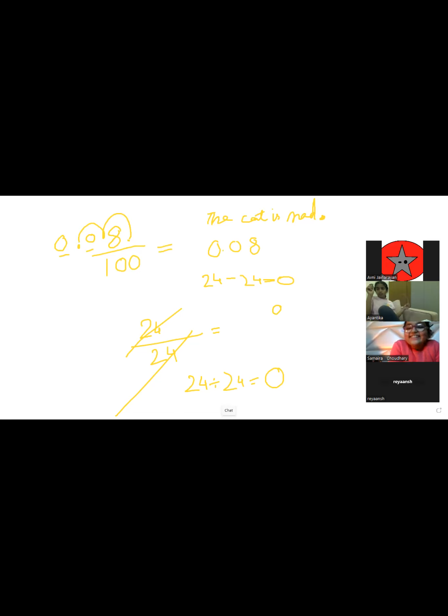So everyone gets 1. Or will they get 0? They will get 1. So this is the mistake that everyone does. It's 1 here. 24 divided by 24 is 1, not 0.